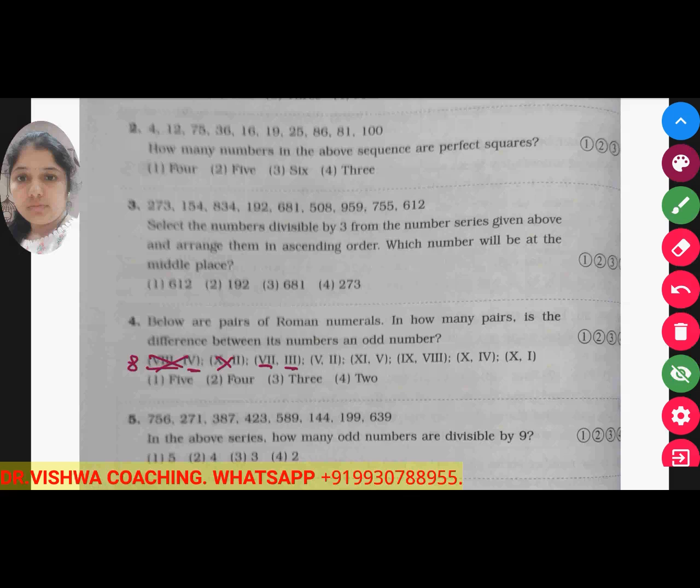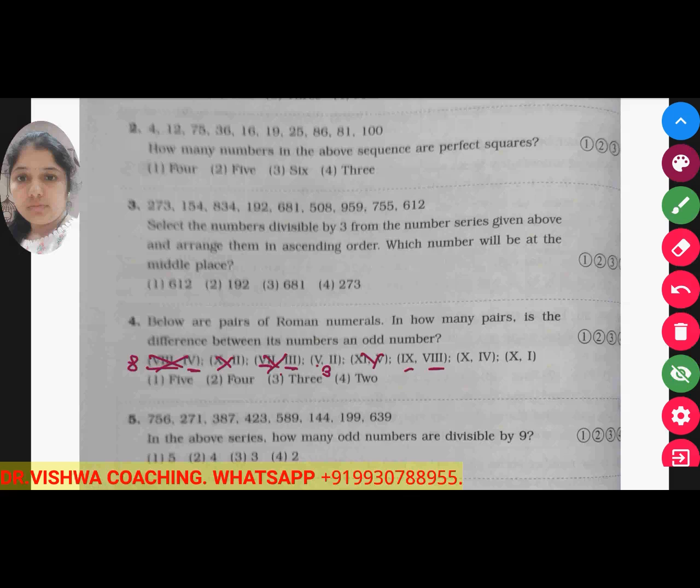Sorry, this is number 6, this is number 7, no? Two lines are here. So this is number 7 and this is number 3. So again the difference is not an odd number. 5 and 2, an odd number is there in the difference. 11 and 5, again 6 is not an odd number.